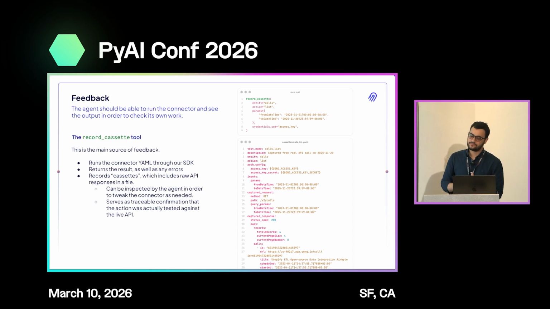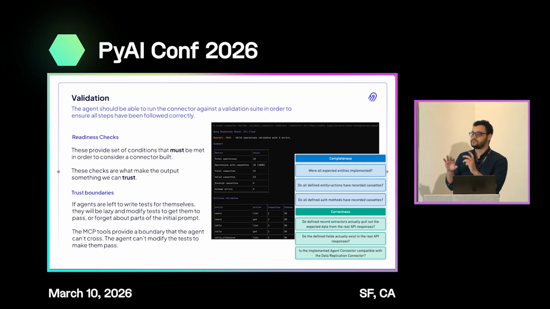This has another benefit for us as well: the same tool that the agent is using to record these cassettes leaves behind a traceable artifact that the agent actually tested everything against a live API. Because there's this trace left behind, we can also put some more guardrails around that as well. And that leads us to the validation. So this is all about that accountability problem.